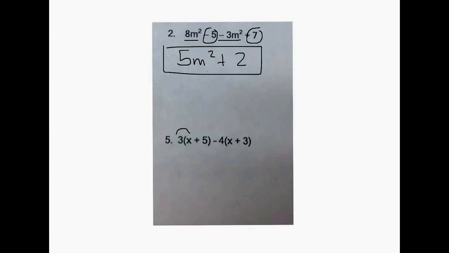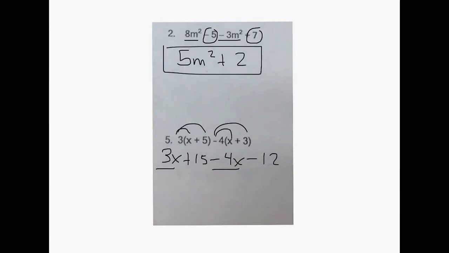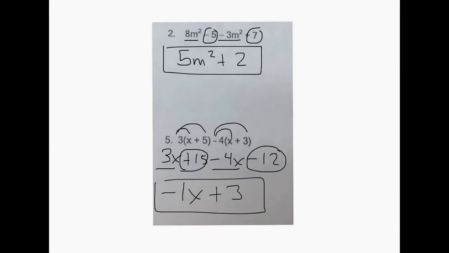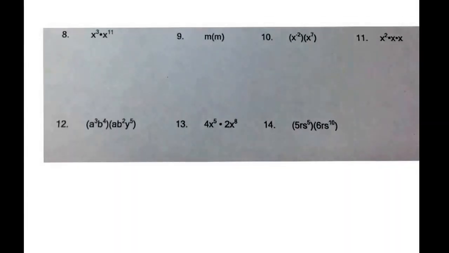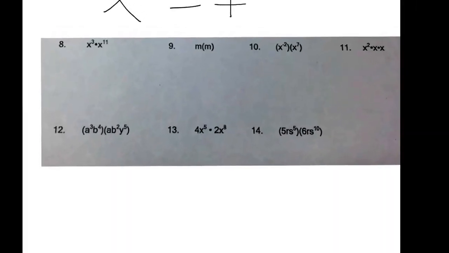Number 5 is double rainbow. 3 times x is 3x. 3 times 5 is 15. Negative 4 times x is negative 4x, and negative 4 times 3 is negative 12. And then it's just combining like terms. 3 minus 4 is negative 1x. 15 minus 12 is positive 3. So that did not change, but we're showing you that because some of these do involve exponents. Next section. This is the multiply really means add section.